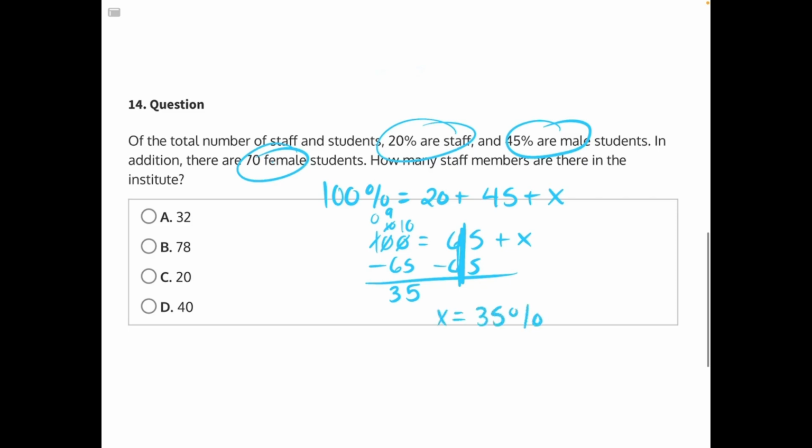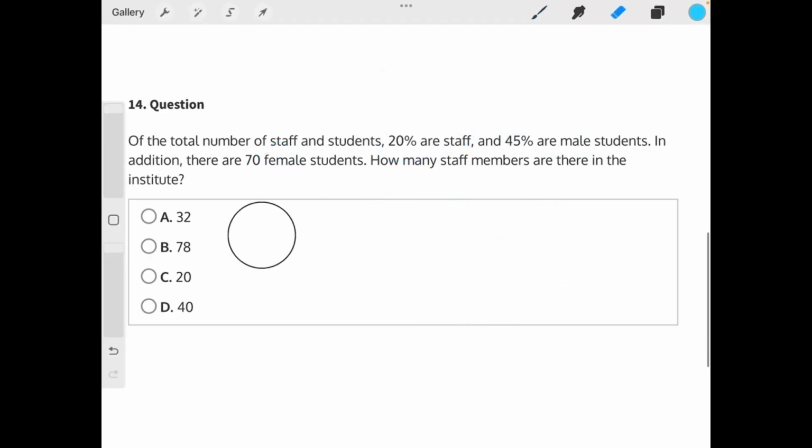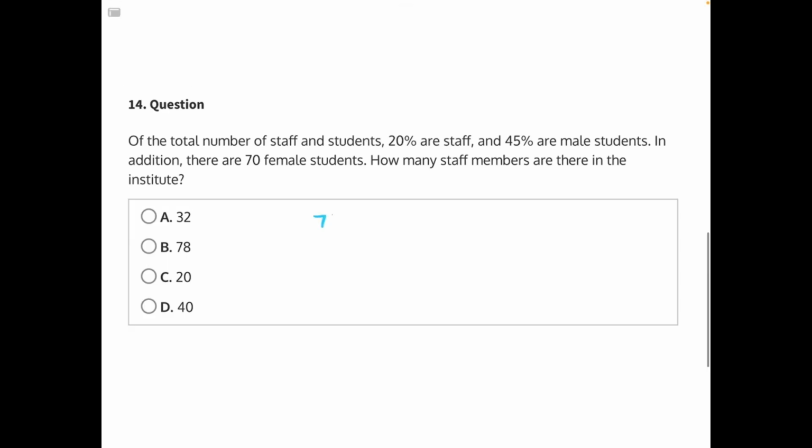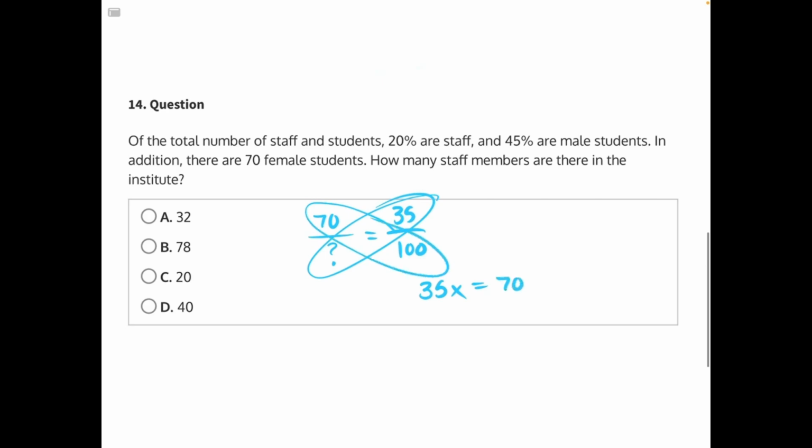Now that we have that info, we can set up some proportional ratios to find our answer. So let's start by saying 70 female students out of an unknown total number of staff and students is equal to 35% out of 100. Here we can cross multiply. 35 times our mystery number, we can call that X, so 35X is equal to 70 times 100. 70, add your 2 zeros from 100, 7,000, right?